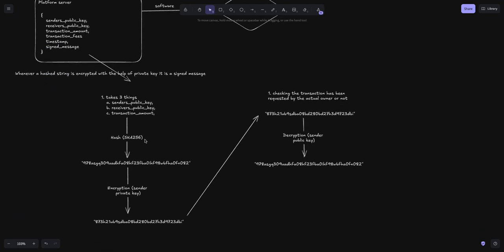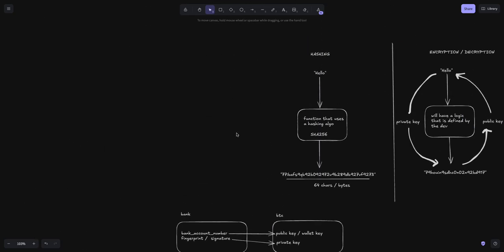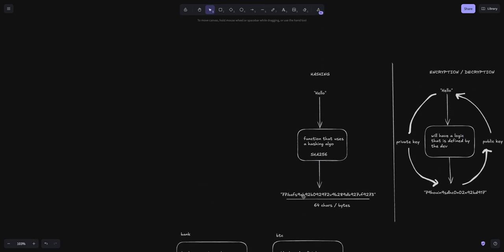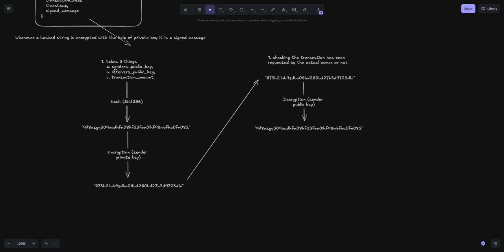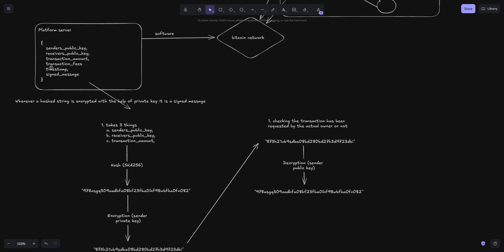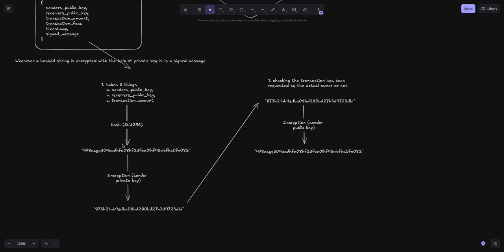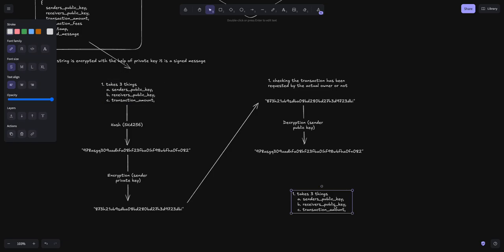Now, if you remember, what was the first process here? It is the hash. But hashing can go only one way. We can't go back. That means we can't reverse engineer and get all three data and verify. But what we can do is take all three data, because we already have them, sent from the platform server, and create a hash. This algorithm is freely available over the internet. And what will it get? It will get this.